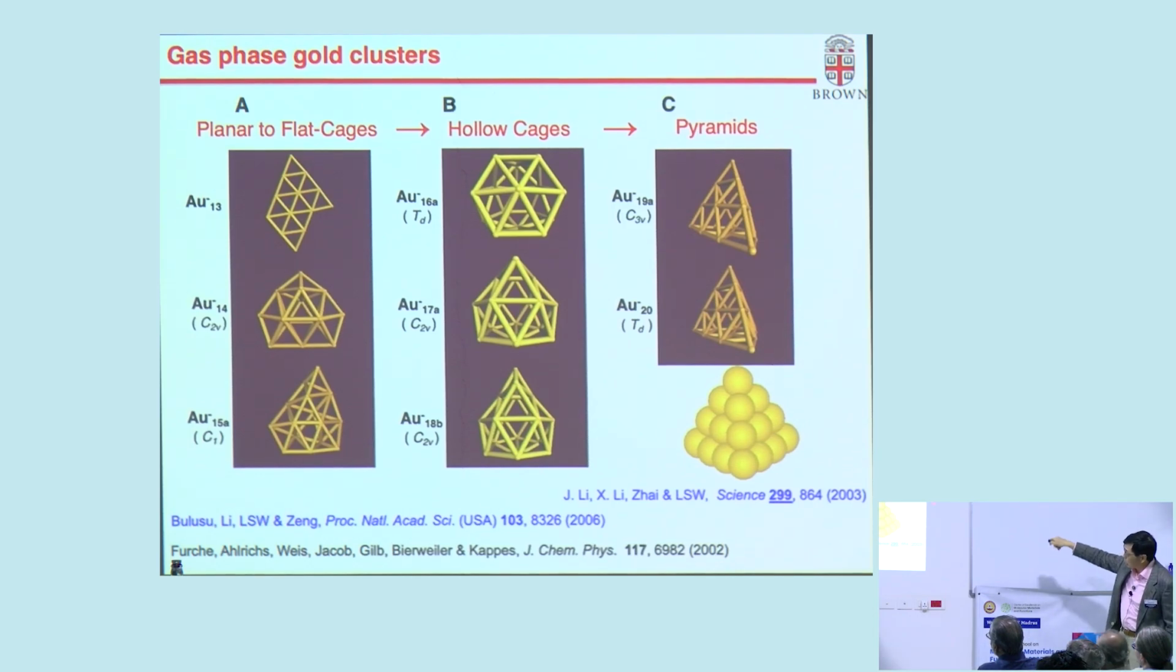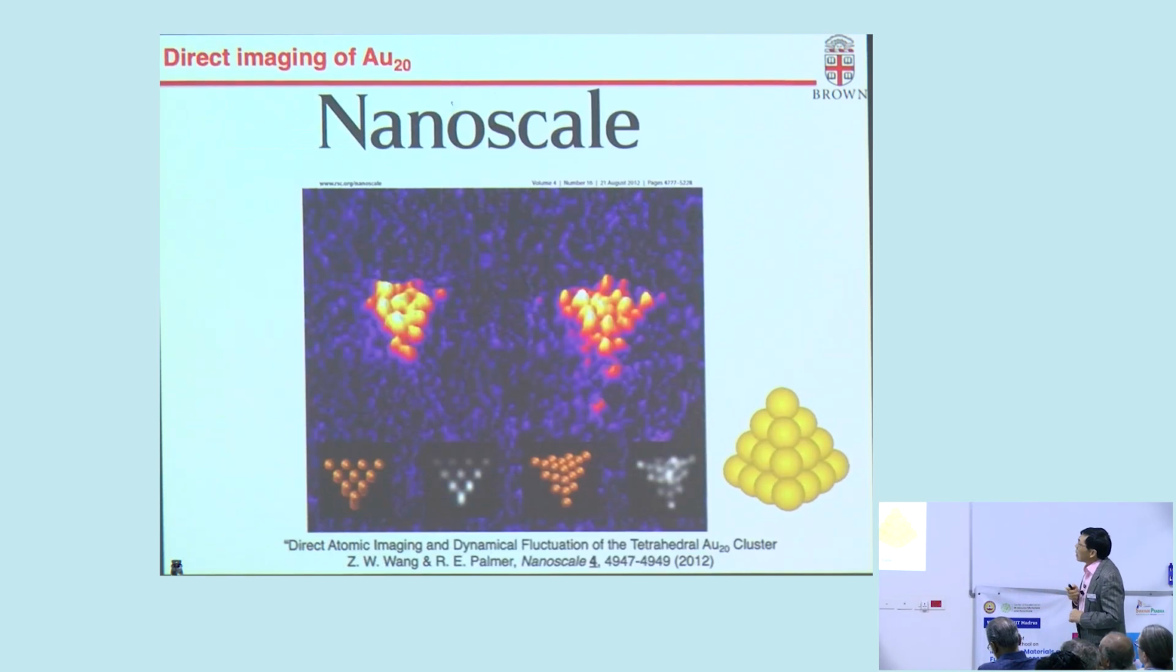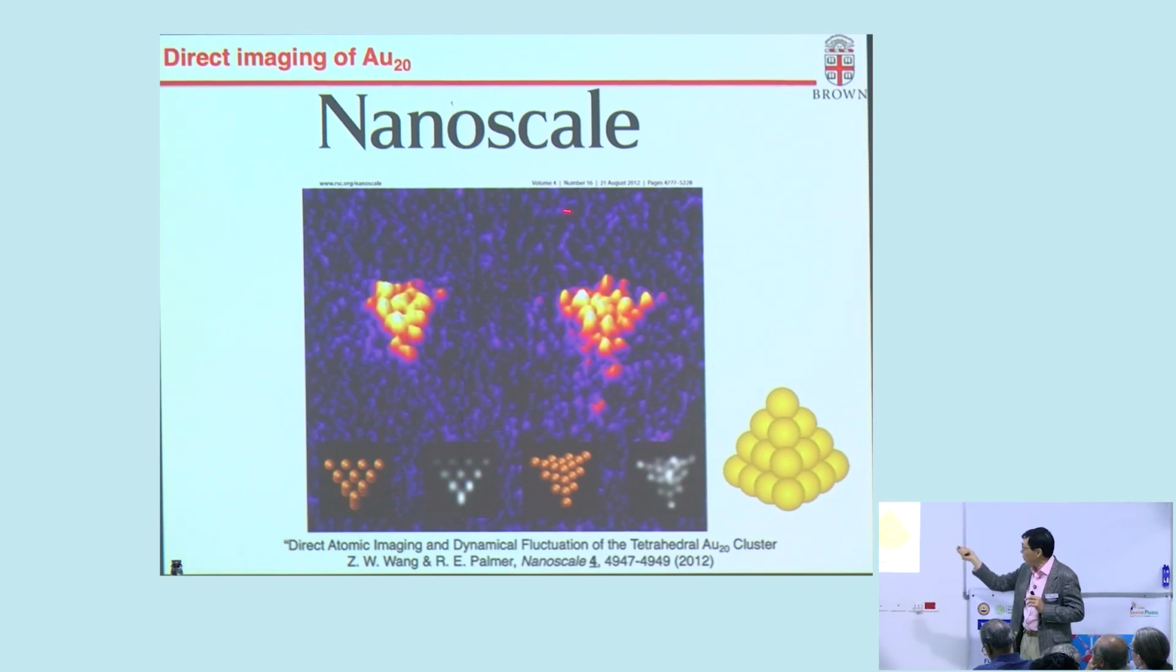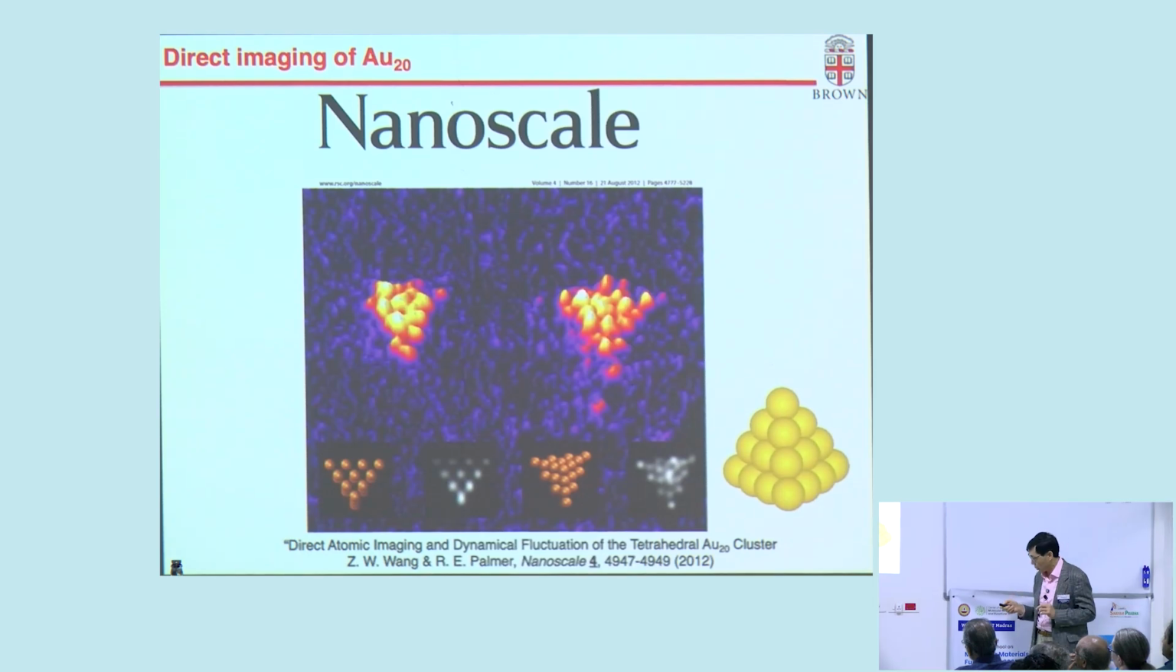And now when we get to gold 20, we find it has this beautiful tetrahedral structure. This is very stable, and the photoelectron spectrum, I will show it later, has a huge energy gap. It's even bigger than carbon-60. So this cluster was later imaged using TEM. I'm sure if you put this cluster in your cryo-TEM, you will see an image like that. It has the tetrahedral, triangular structure.